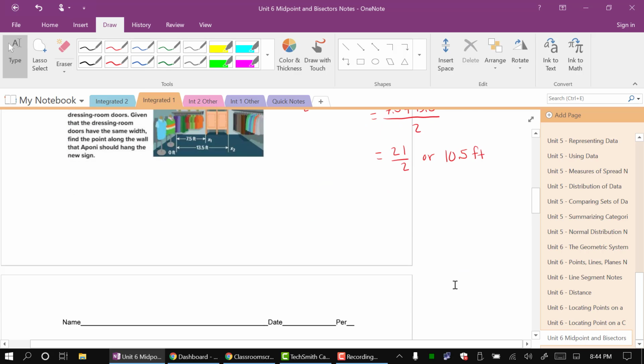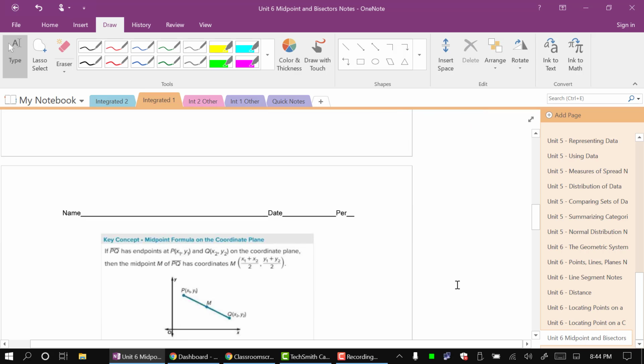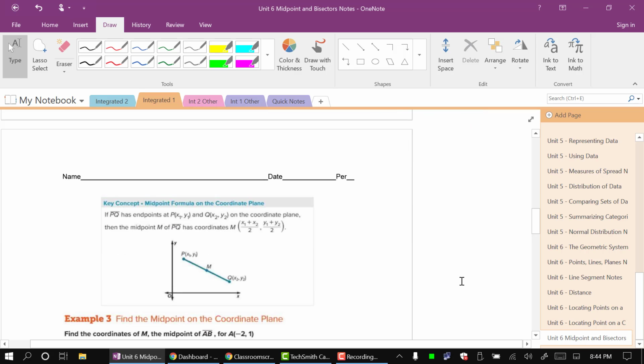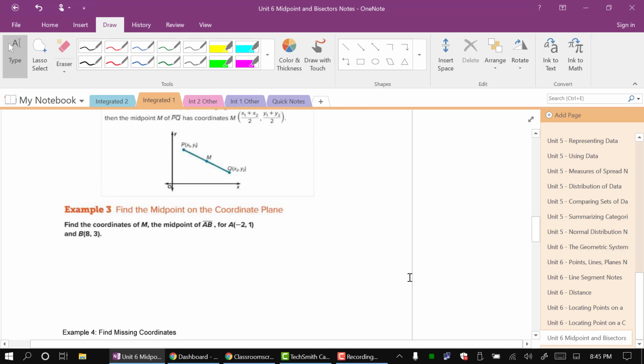So that's if we have only one dimension. What if we have 2 dimensions? Then just like we saw in previous lessons, we're going to have x1 plus x2 divided by 2. Then we'll have y1 plus y2 divided by 2. So we'll just have to do the formula twice. So let's go ahead and take a look at example 3.